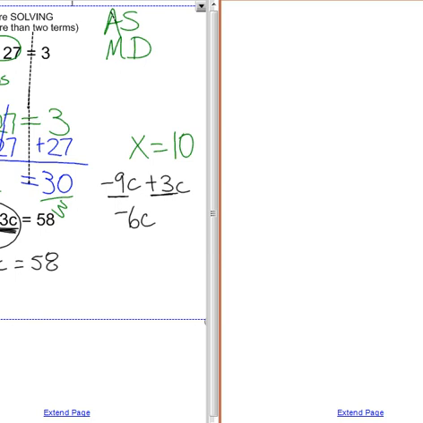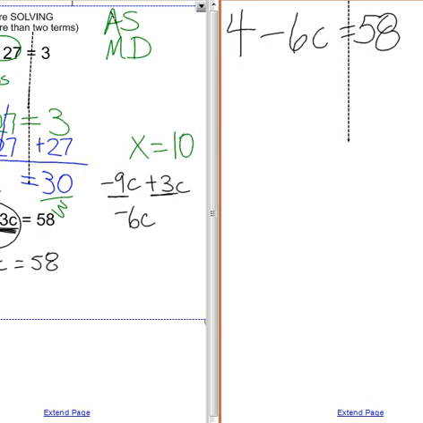Okay. Alright, so I'm going to write it over here. I have 4 minus 6c equals 58. Alright. I'm going to do my dotted line. And now I am going to solve by first adding or subtracting.